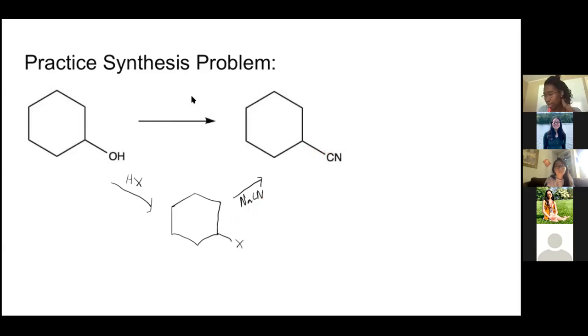So basically, from start to finish, we start with this alcohol, we do an SN2 reaction after we protonate the alcohol to turn it into a good leaving group, and then we do another SN2 reaction to convert the chlorine, iodine, or bromine to a CN.